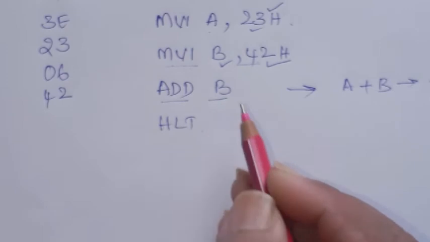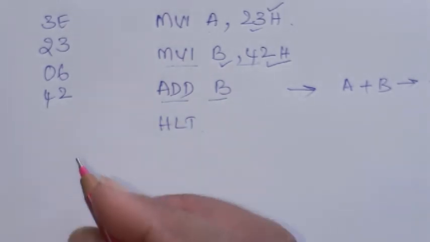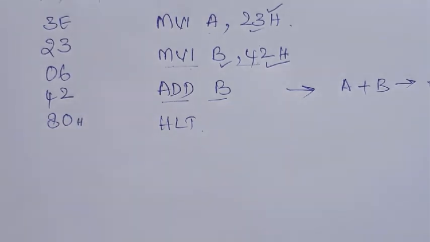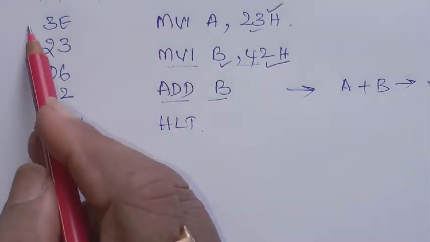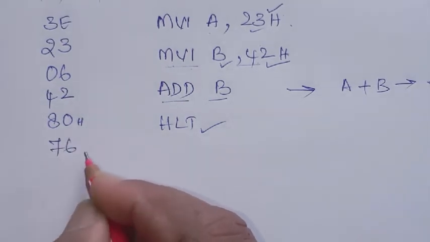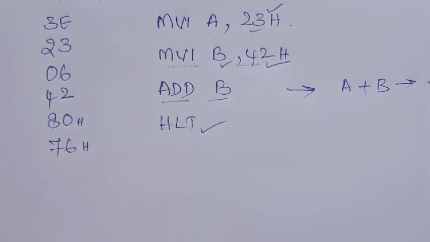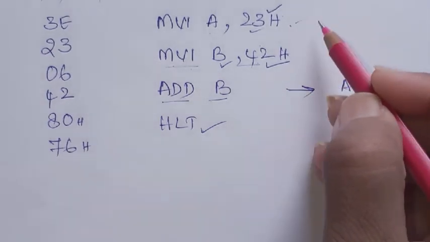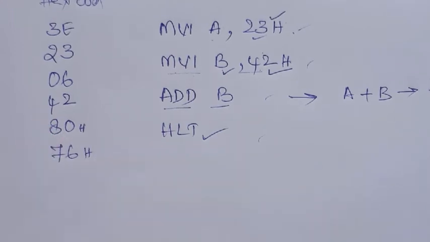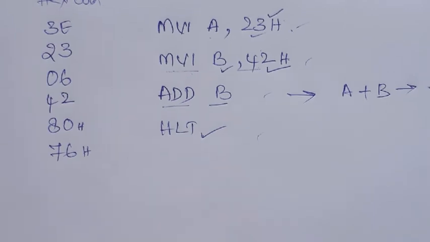Then for this add B instruction, the code is 80. You verify by searching the code sheets for the code of these instructions and code them. The code for halt is 76. So this is how you write the program using the instructions, then code it using the code sheets, converting it to binary code, which we write in the form of hexadecimal code.